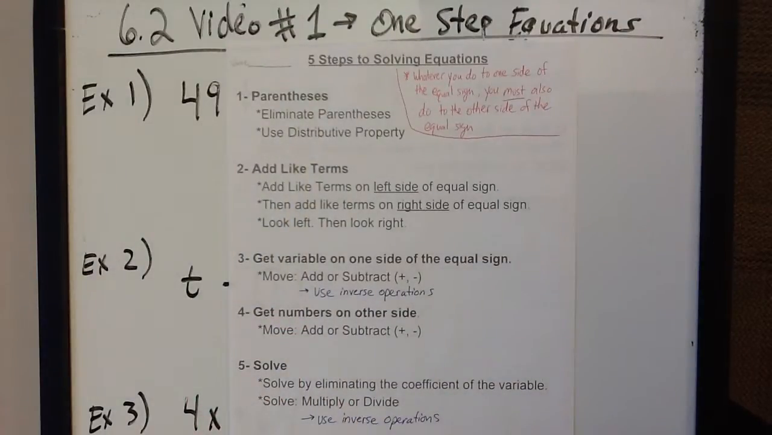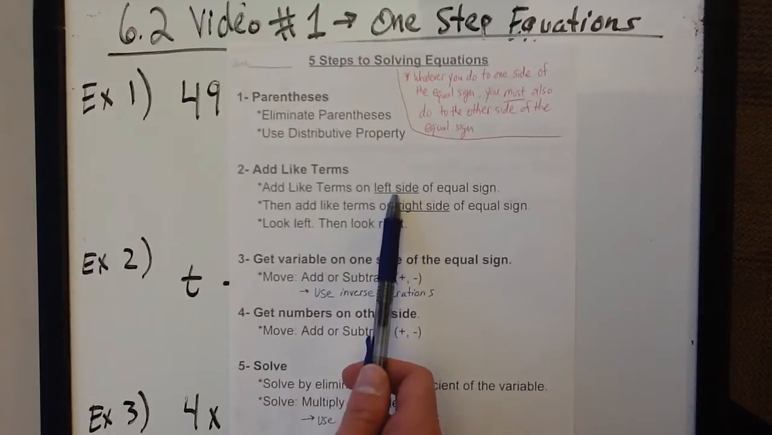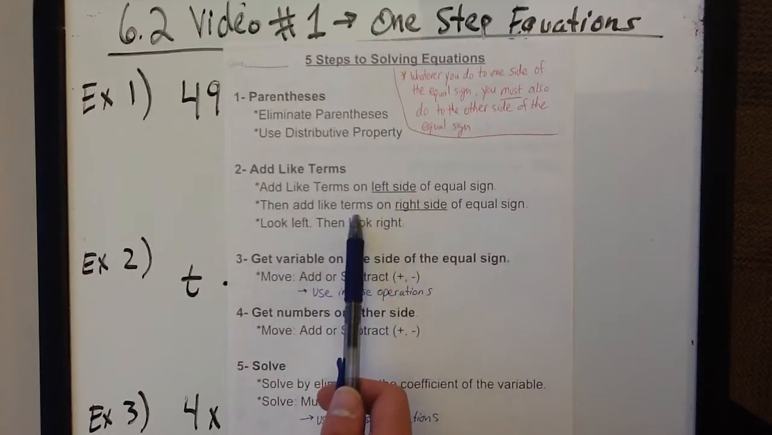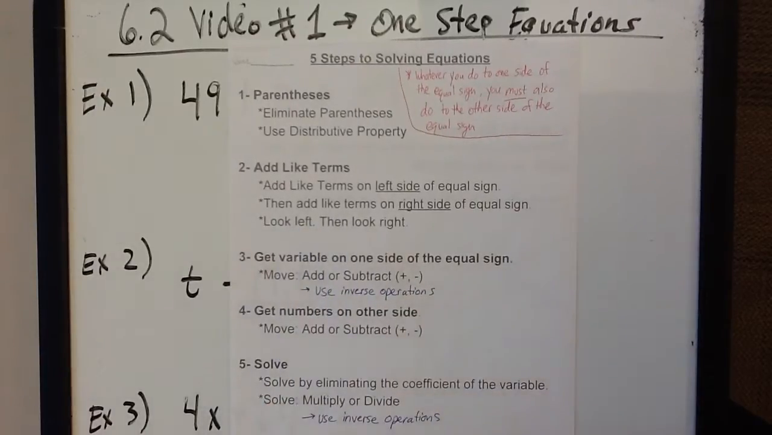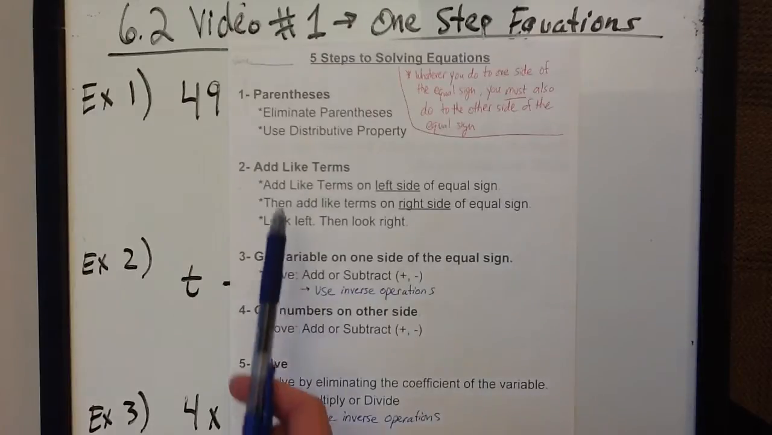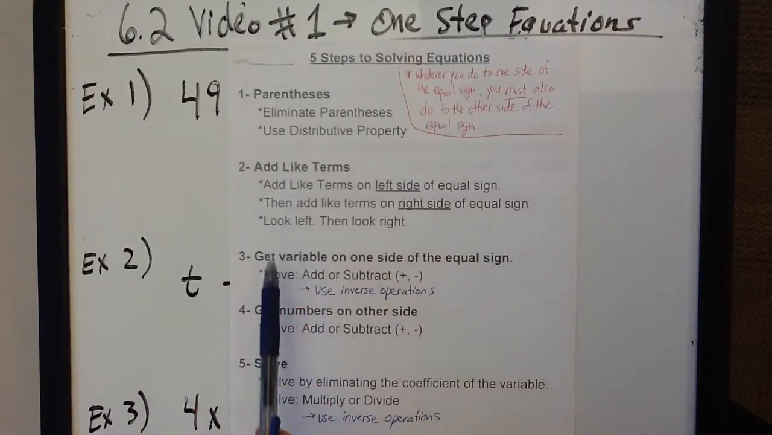Step 2, add like terms. You add like terms on the left side of the equal sign, and then you add like terms on the right side of the equal sign. So we could say, look left, then look right. Just like you're crossing the street, you would look left, make sure it's all clear, look right, make sure it's all clear, and then you would cross the street. Same thing goes for like terms. Look left, then look right. So take care of parentheses, add your like terms.